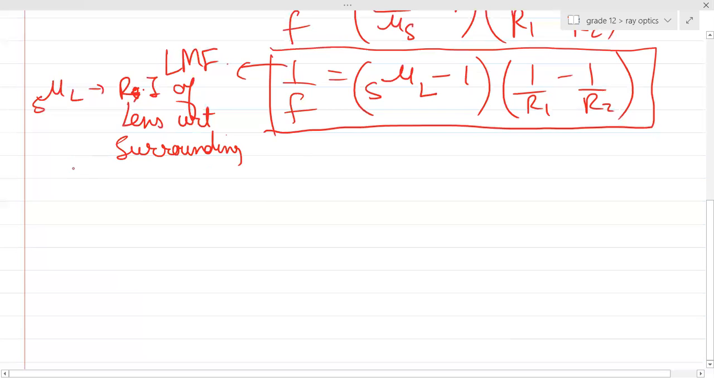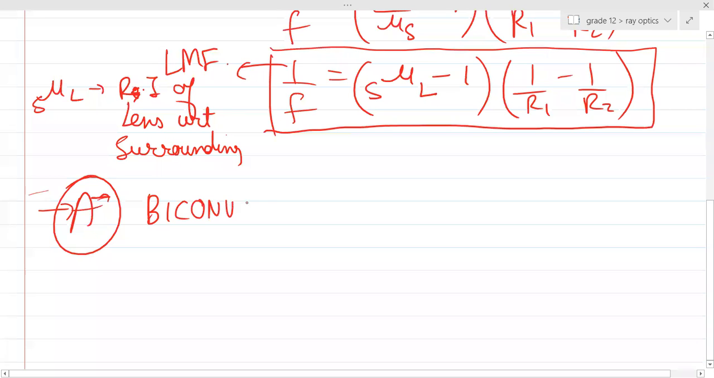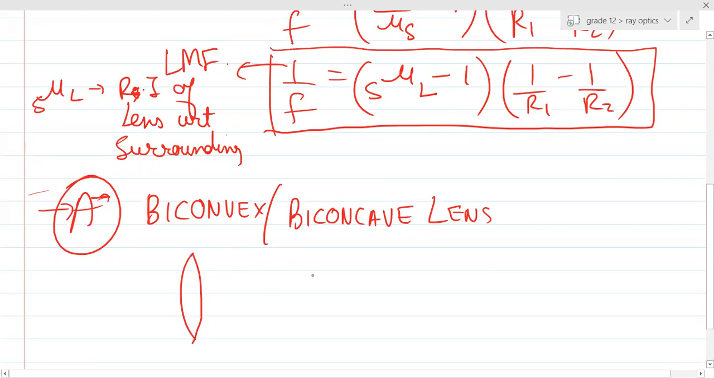So if I want to define the focal length for a biconvex or a biconcave lens, since we are talking only about the magnitude part, I don't care whether it is biconvex or biconcave lens. Tell me this particular thing, if suppose this radius is R1, this radius is R2, this radius is R1, this radius is R2. Can you see over here?